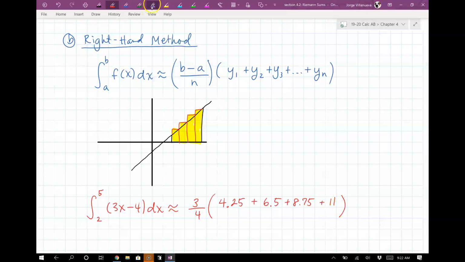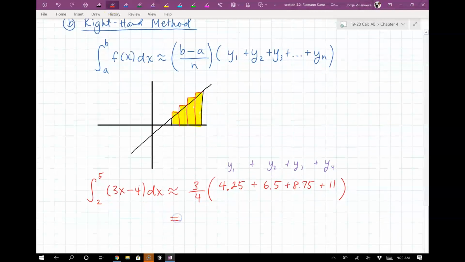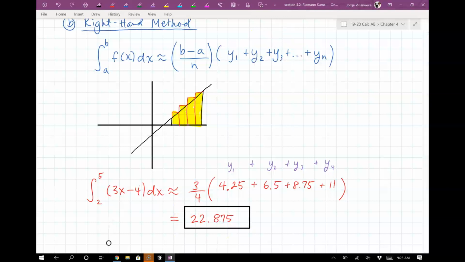Now, if I can, I'm just going to label this. This is y sub 1 plus y sub 2 plus y sub 3 plus y sub 4. So now just add those up and multiply by 3/4, and you get 22.875. So that was quick, right? All you need to know is the formula to use. So the formula is given to you up there.